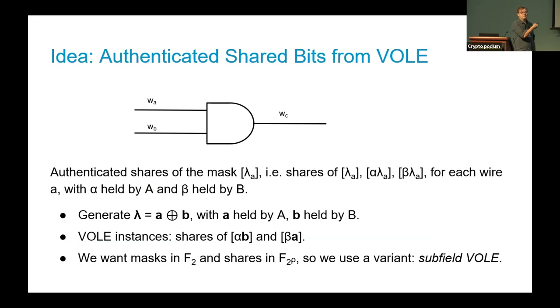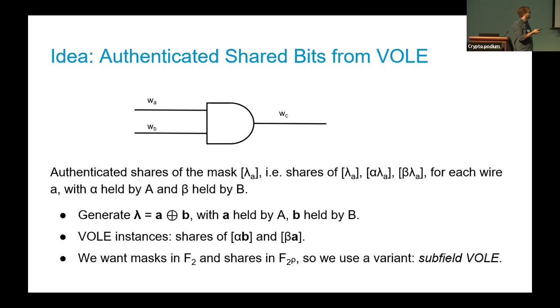So we're going to have a vector A held by party A and a vector B held by party B. Using vector OLE, you can just share alpha times B and beta times A. And now you want shares of alpha times lambda. If you take A's share of alpha times B, which they know, and then alpha times A, which they know because they know A and they know alpha, and then B's share of alpha times B and add it together, you get alpha times lambda. And similarly, you now have shares of beta times lambda.